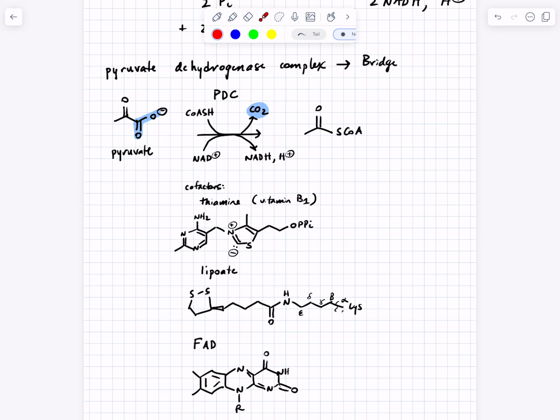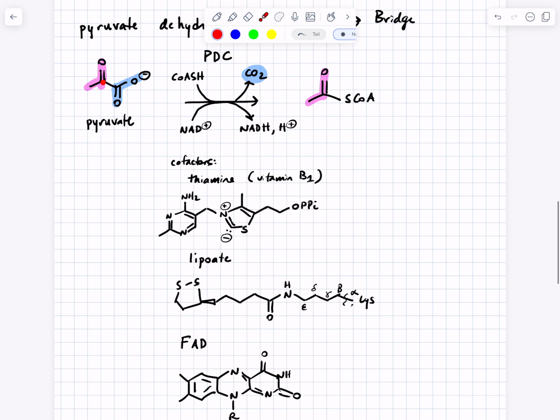The second thing we have to do is convert these two carbons on pyruvate into the thioester. And as we do that, we have to oxidize this carbon from being a ketone to being a thioester. So I'll show you each of those steps. Hang on for the ride. What you learn here is going to be useful for a step in the citric acid cycle.